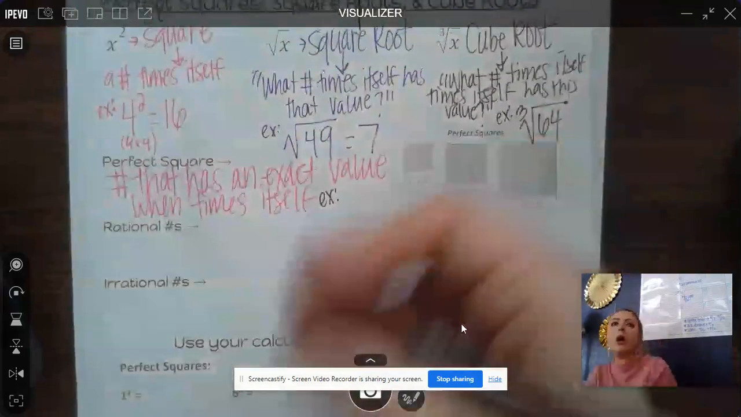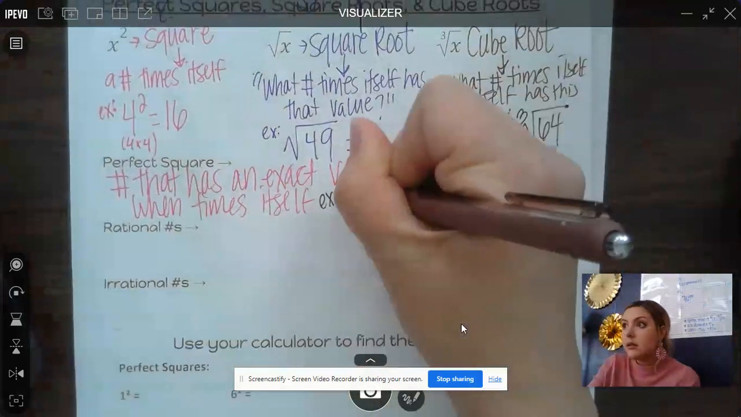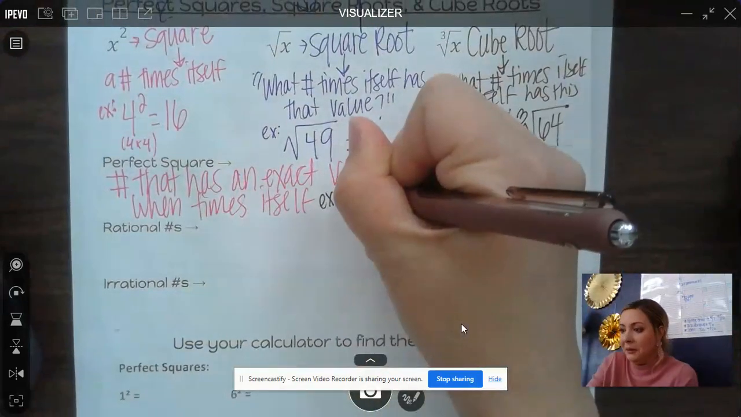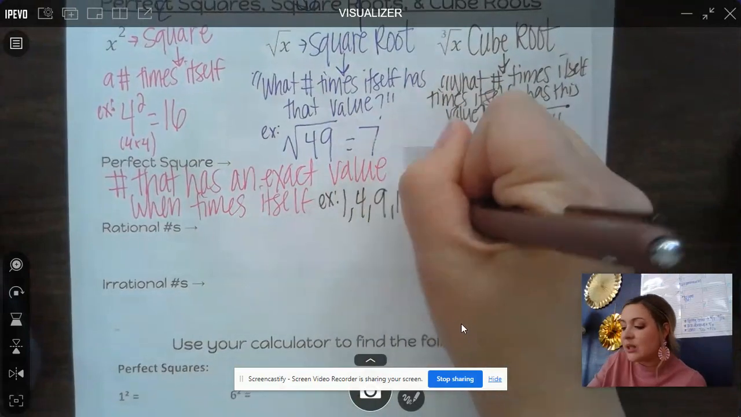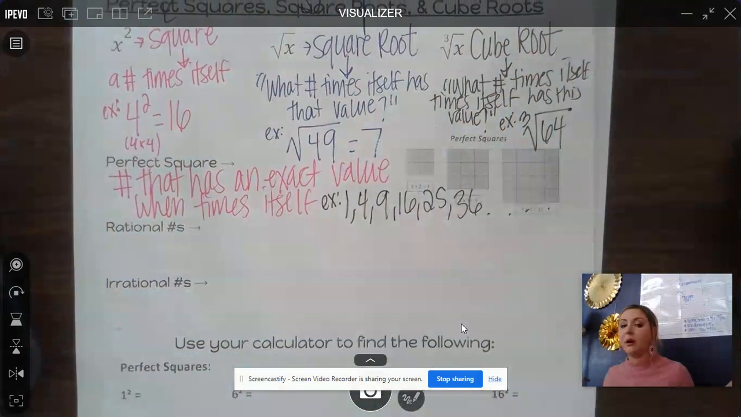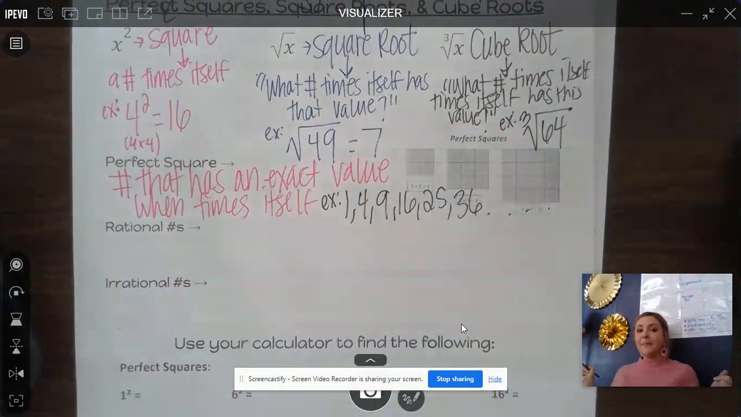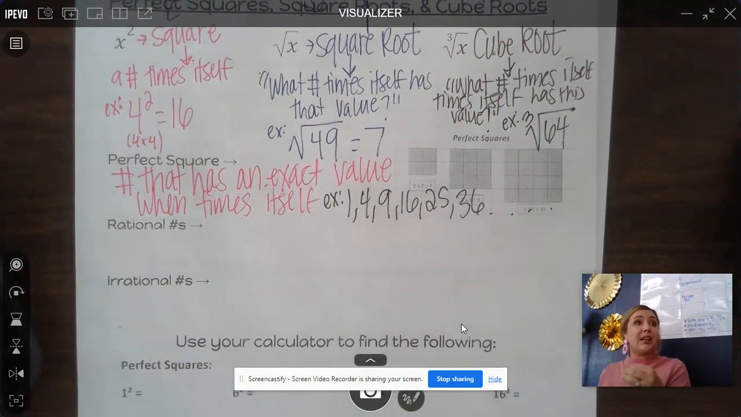But of course, the ones we know, that 1 times 1 is 1, 2 times 2 is 4, 3 times 3 is 9, and then 16, and then 25, and 36, and so on, right? So that's all those perfect squares. Then every number in between those. Looking at 9 and 16, 9 is a perfect square because 3 times 3 is 9. That's a rational number.